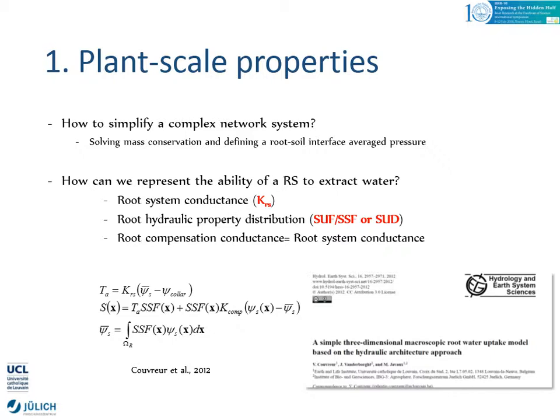This is a root system conductance. So we can define for any root system at a given time a conductance which represents the full complexity of the root system, with the full hydraulic conductance distribution and the complexity in the architecture. We have a second set of parameters which are the root hydraulic property distribution that will be called SUF, SSF, or SUD in the rest of the talk. And then we have a conductance which is called root compensation conductance, which is quite close to this one. And so we define these three equations.